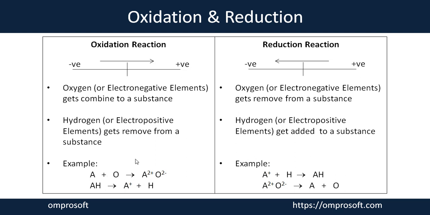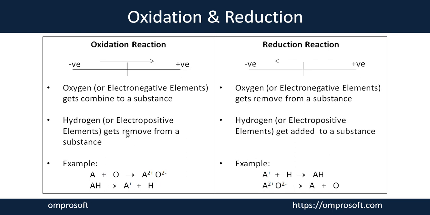Why does it happen? Because oxygen is an electronegative element, so whenever any substance gets combined with oxygen, it gives some electrons to oxygen, and after giving electrons that substance gets oxidized. Now with respect to hydrogen, hydrogen is electropositive. So if any substance has that hydrogen removed from that position, the positive charge automatically moves to that substance, and that's why we can say that substance gets oxidized.